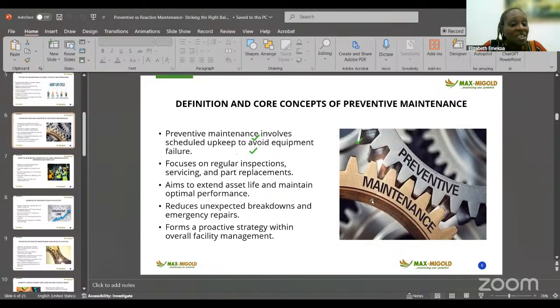Focus on regular inspection, servicing, and part replacement. If you need to refill your gas, refill it. Don't say, oga, because the sun is too hot, now the AC doesn't work. No. What could go wrong? What about in another space? If the AC is working fine in the other space, when was it last serviced? All these things are very important to ensure that our assets that we have in our facilities, to ensure that our customers, they don't give us bad feedback, okay? Always aim to extend asset life and maintain optimal performance. It's just simple.